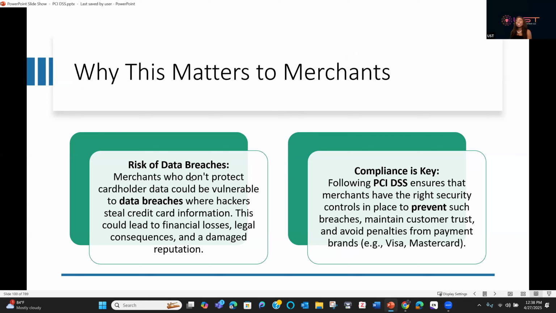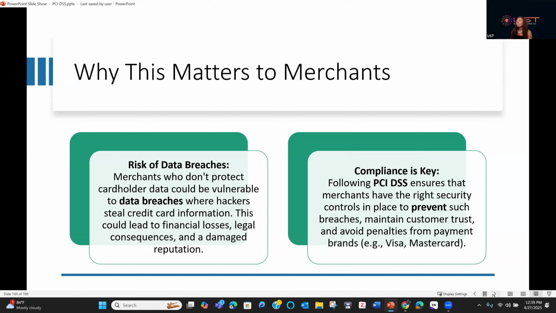But why does this matter to merchants? Because of the risk of data breaches. Merchants who don't protect cardholder data could be vulnerable to data breaches where hackers steal credit card information. This could lead to financial loss, identity theft, legal consequences, or even damage to reputation. So following PCI DSS ensures that merchants have the right security controls in place to prevent such breaches, maintain customer trust, and avoid penalties from payment brands such as Visa or Mastercard. Do you see? Yes, so you've got to be very, very careful.